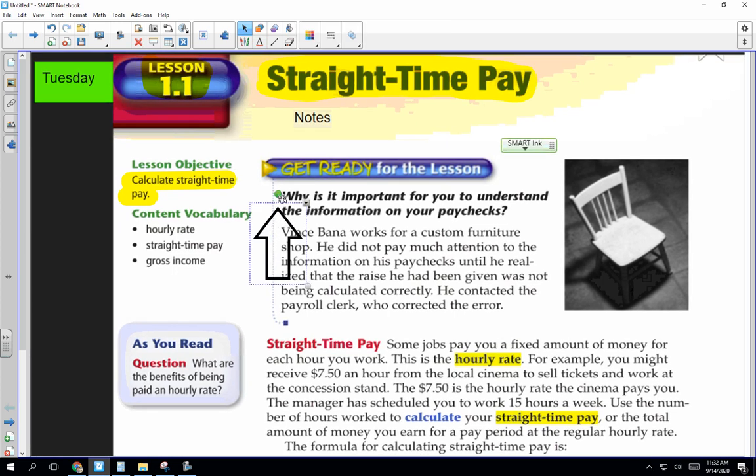Okay, so we're going to talk about the importance of understanding what's on your paycheck. So you guys are going to be getting paid. We're going to calculate how much you should get paid, and then all the deductions and everything that goes along with your paychecks.